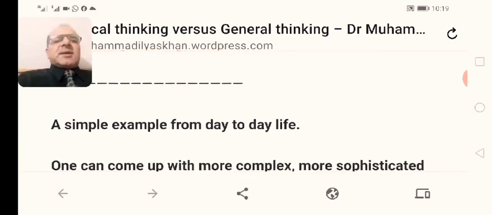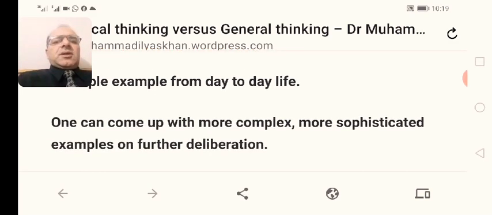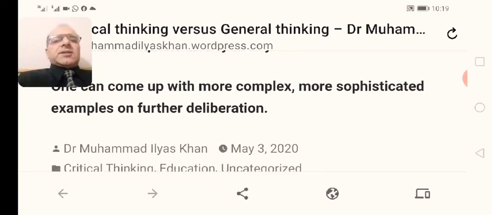So, a simple example from day-to-day life. One can come up with more complex, more sophisticated examples on further deliberation related to the difference between simple general thinking and critical thinking. For the above example just showed that people who will just put general thinking will just see birds coming in and going out, but a critical thinker will be interested in asking more complex questions.